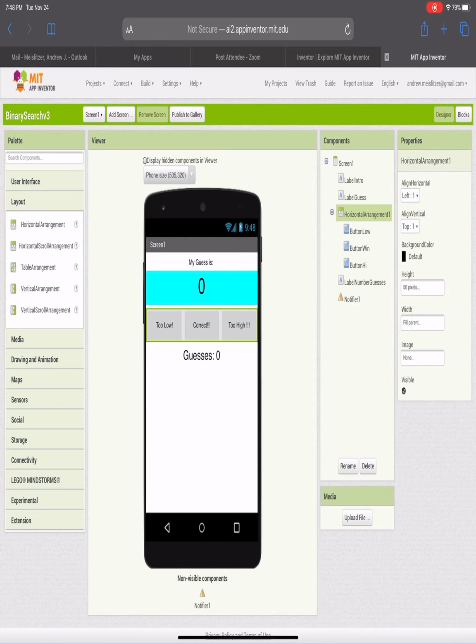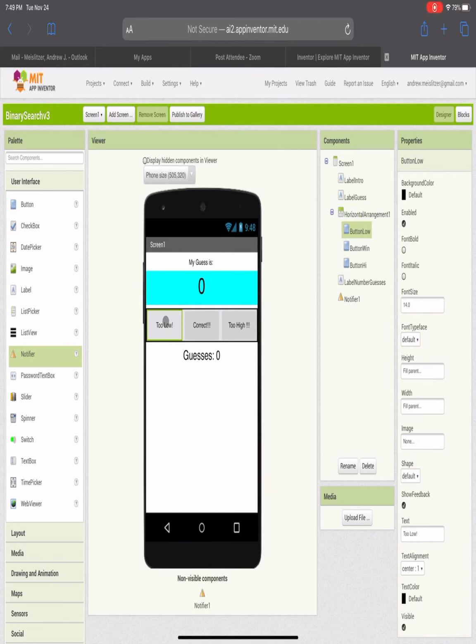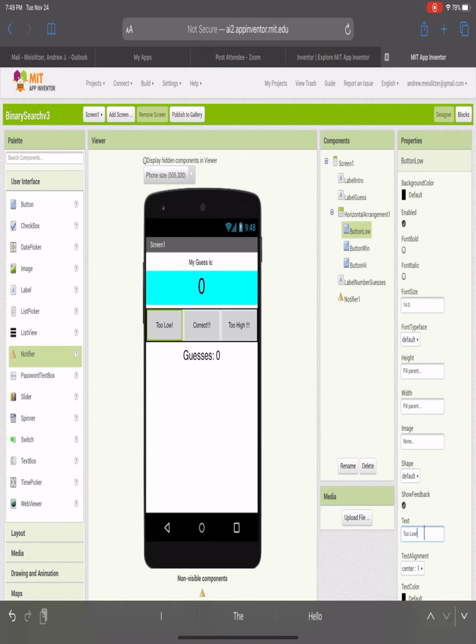All right, and then what I did was back to back to back, I just took 3 buttons and I dropped 3 buttons, one after the next after the next. It was button 1, button 2, button 3. So I clicked on button 1 here, and I renamed it to button low. And then I changed properties here by just doing a fill parent on both height and width. And then I changed text for button 1 to the words too low.